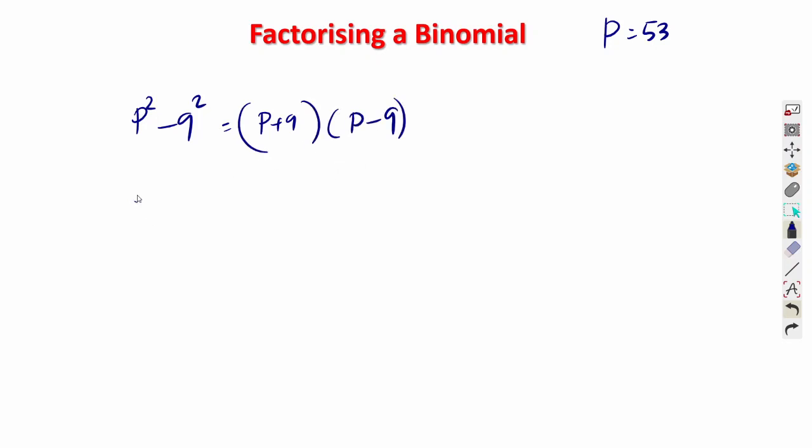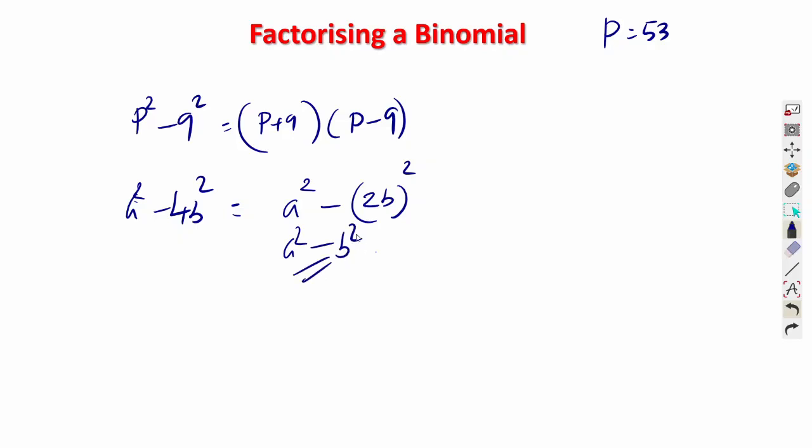Suppose the expression is a square minus 4b square. Then there is a problem in that. You have to convert that in such a way that it is in square format. I will show you. This should be written as a square minus 2b whole square. What happened? 2 square is 4 and b square. So it came into the a square minus b square format. Then you will write the answer as a plus 2b into a minus 2b.